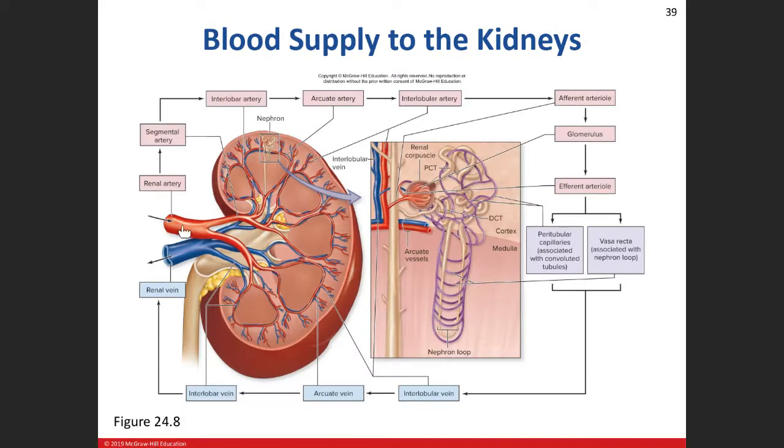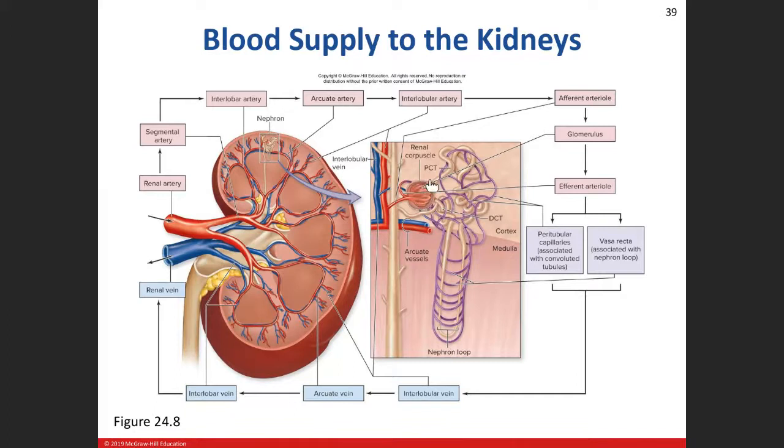I love how this picture has everything labeled. Blood flows into the renal artery, which branches off into the segmental arteries, which then travel through the medulla in between the renal pyramids, and those are your interlobar arteries. Then they turn and run parallel to the base of those pyramids, and that's the arcuate artery. They then take a turn up towards the cortex, and they are known as the interlobular arteries, which then branch off. They have the afferent arteriole, which goes into the glomerulus.